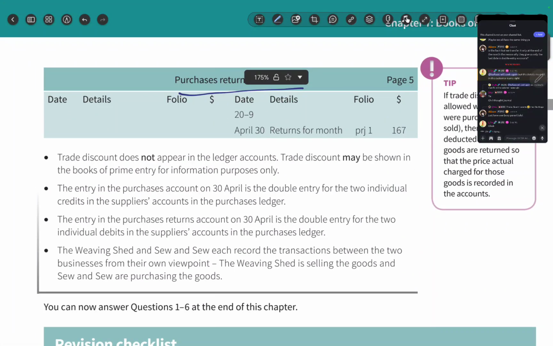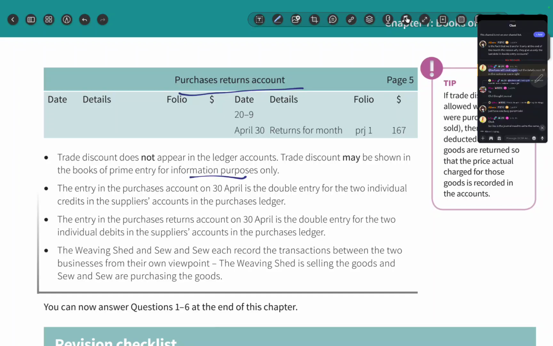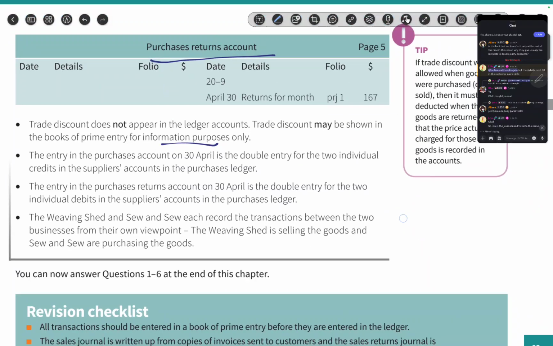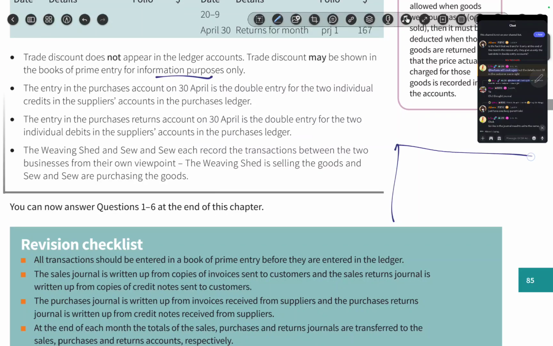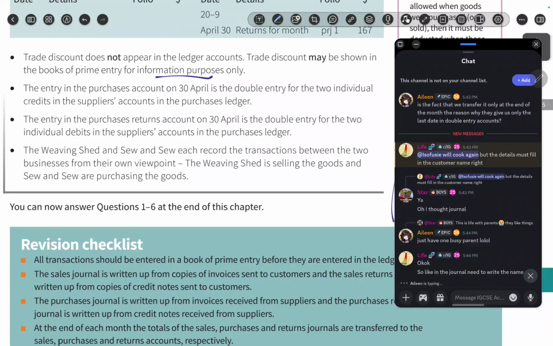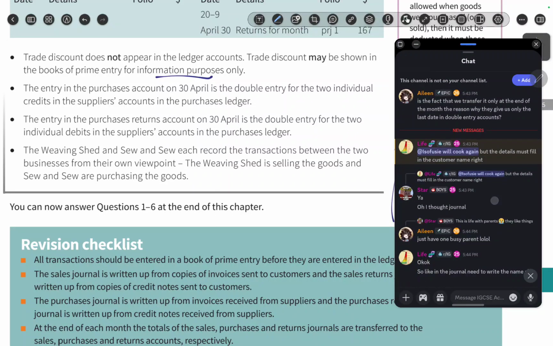Trade discount does not appear in the ledger accounts. Trade discount may be shown in the books of prime entry for information purposes only. And how will it be shown in the books of prime entry? Something like, let's just say this is your sales journal. Okay. In journal, yes, you need to write the name.